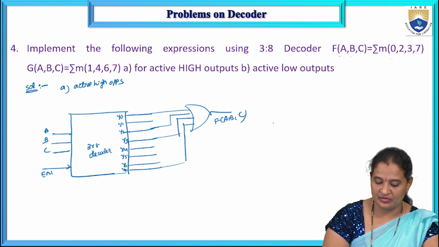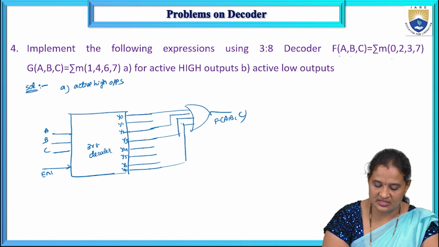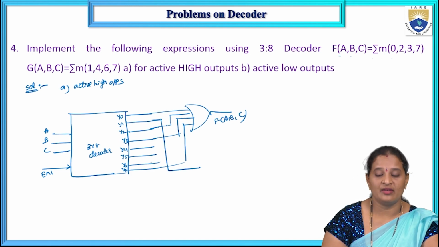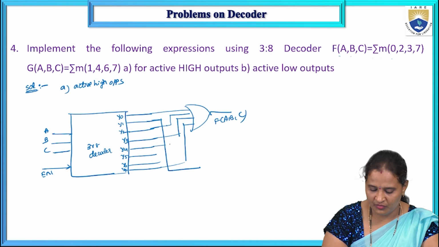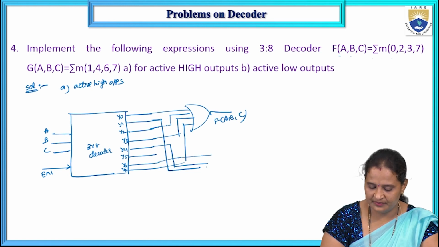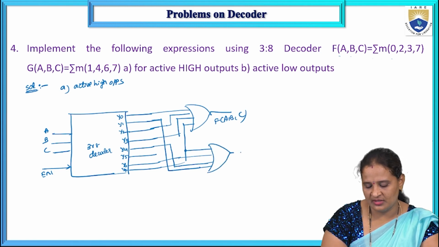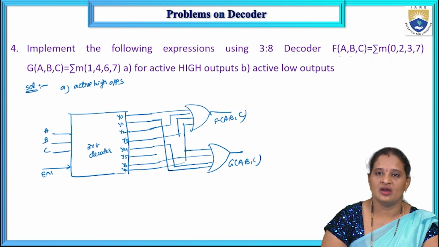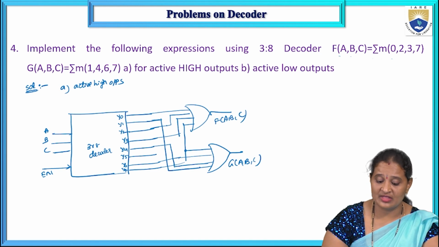Now coming to G of A, B, C. That is Y1, and then Y4, then Y6 and Y7. This is G of A, B, C. So this is the implementation of the given Boolean functions using a 3 to 8 decoder with active high outputs.